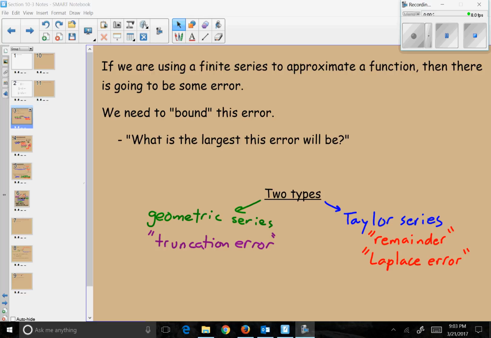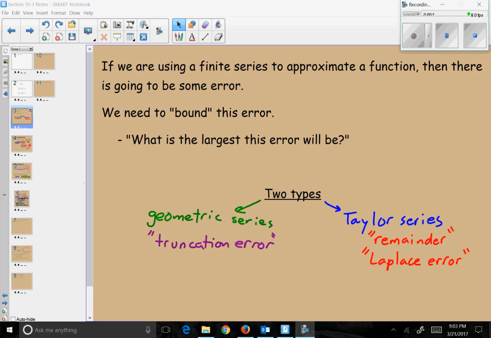In this video, I want to talk about the more common error we deal with, which is if we're working with a Taylor series, and instead of an infinite Taylor series, it's a finite one. In other words, when we're working with Taylor polynomials. In that case, we call the error either the remainder, or we can also call it the Laplace error.